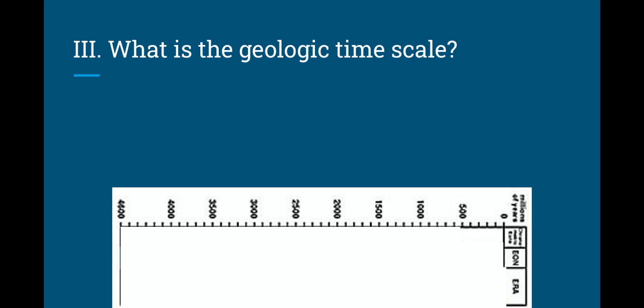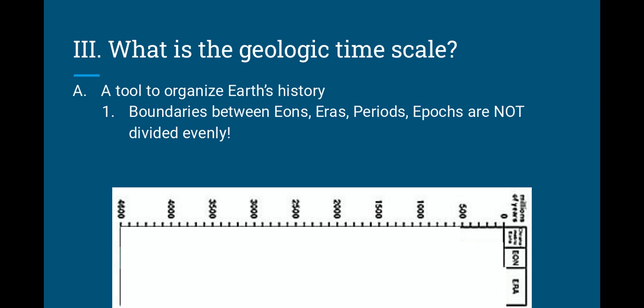So as we talk about Earth's history, we'll often talk about the geologic timescale. The geologic timescale is just that timeline that we use to organize Earth's super, super long history. Remember that Earth has a 4.6 billion year history, so we have to be able to organize it and talk about it in a little bit easier way. So the way we do that is we divide Earth's history into eons, eras, periods, and epochs. But remember that they're not divided evenly.